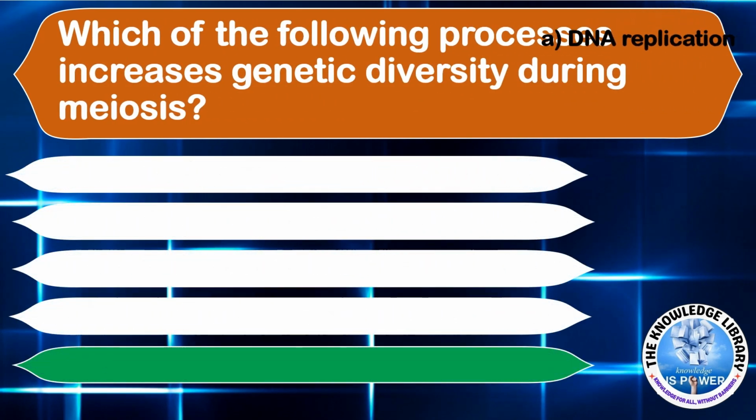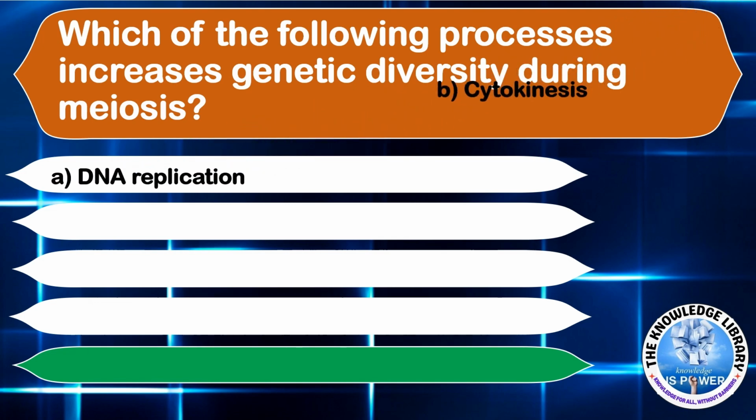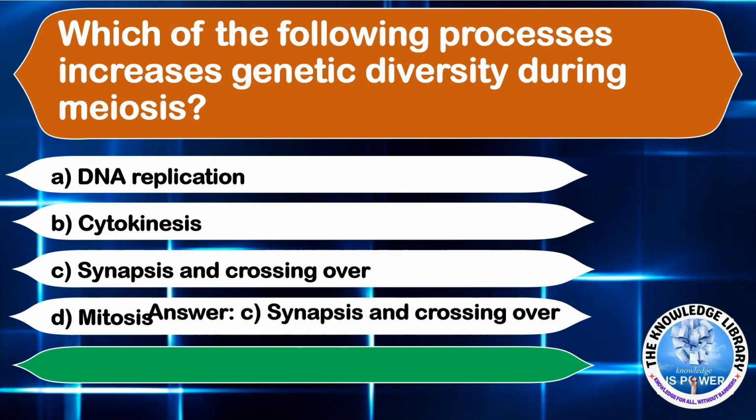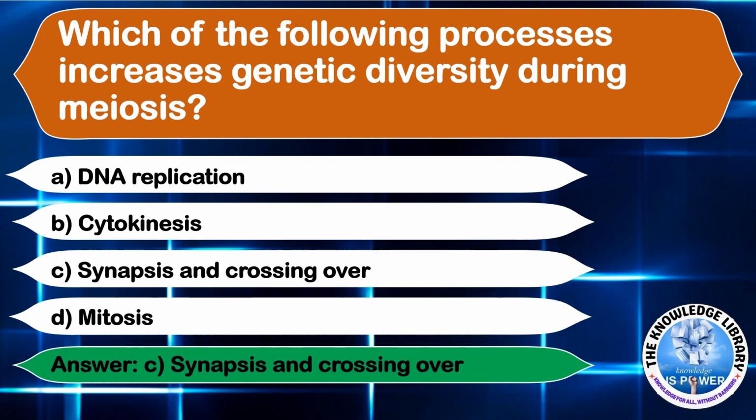The next question is, which of the following processes increases genetic diversity during meiosis? Option A, DNA replication. Option B, cytokinesis. Option C, synapsis and crossing over. Option D, mitosis. Answer is option C, synapsis and crossing over.